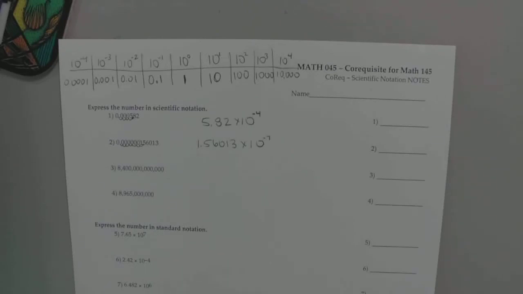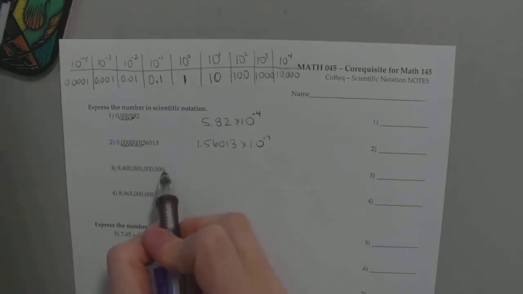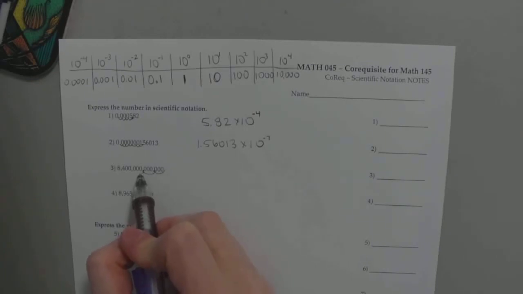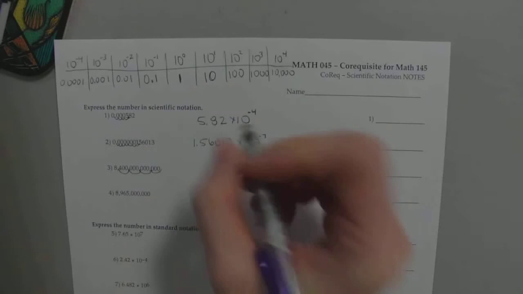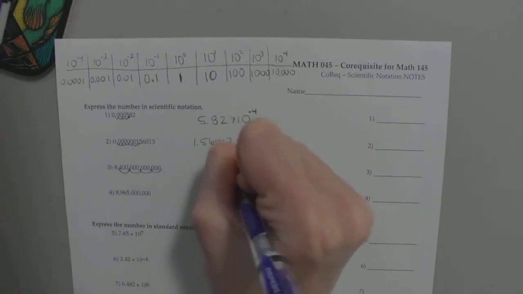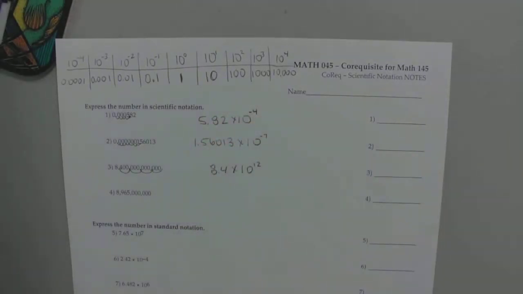Numbers 3 and 4 are going to be the same idea, but now we're going to be moving it so it's behind the 8, and then we're going to have a positive exponent. How you can do this a little bit quicker is these are called periods when they're in chunks of 3. So we can go 3, 6, 9, 12. You can count 12 spots pretty quickly. So that's just 8.4 times 10 to the 12th. Once you get your exponent, ask yourself, should it stay positive or change to a negative? Positive, because it's representing a really large number.